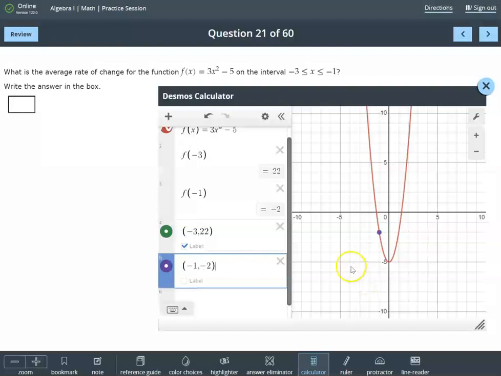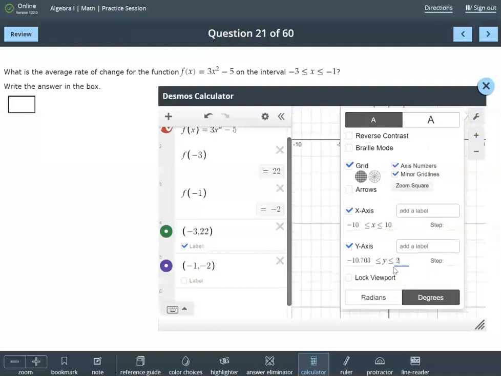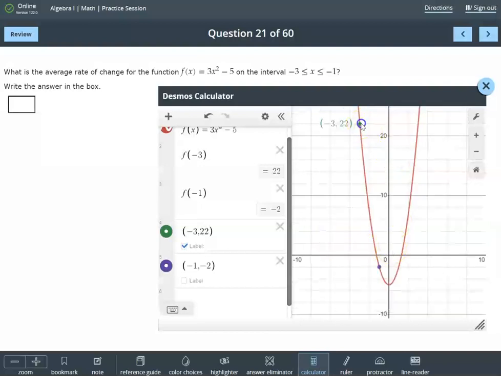And so now I see that on the graph. Now it would be nice if I could see both of these. So if you'll use your graph settings, change your y value to something larger than 22, maybe 25. And there it is. So these are my 2 points. And I'm looking for the slope. Now it's not a multiple choice question, so I can't just choose one. But if I did have a multiple choice question, I would know that this slope is negative because this is decreasing from this point that is in green to this point, which is purple.